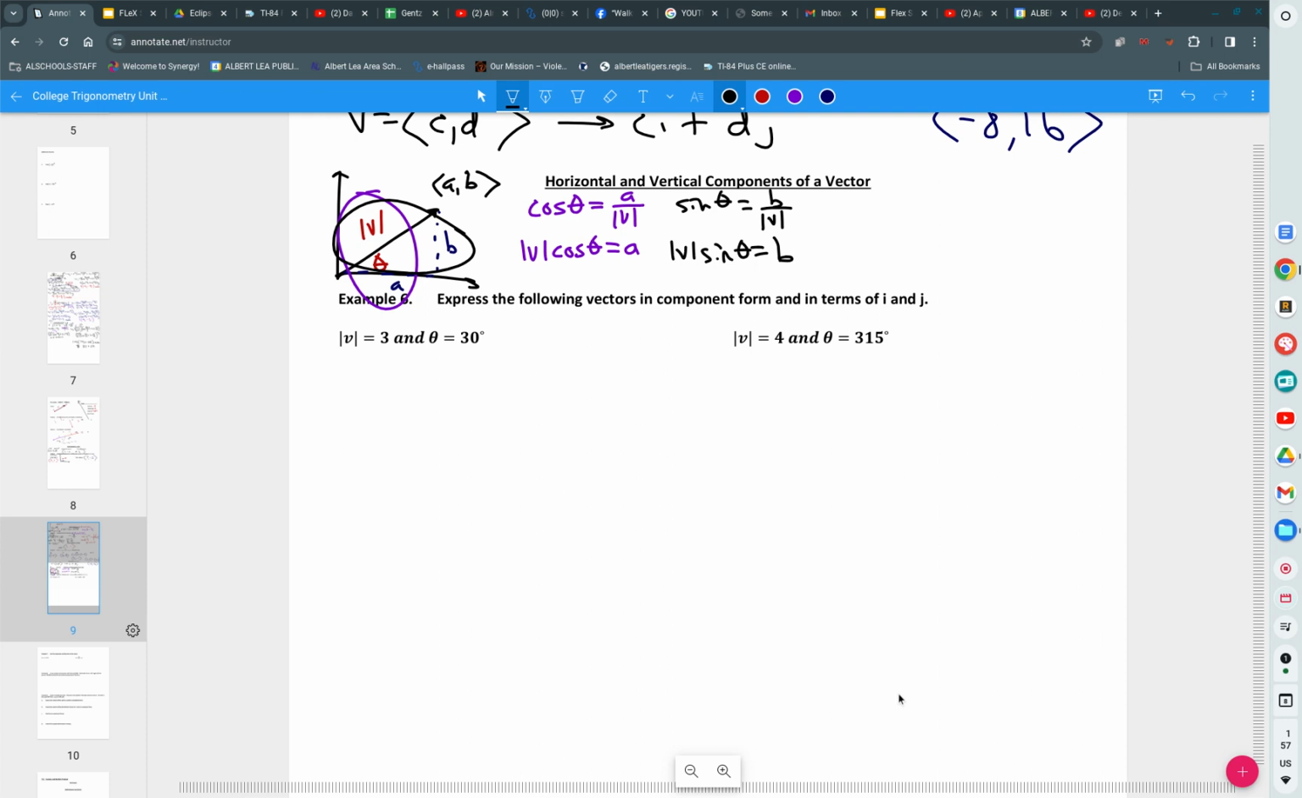So what that means is the AB vector can be written as magnitude of V times the cosine of theta, and then magnitude of V times the sine of theta. So if you're wondering how to come up with A and B, that's the formula that you can use.